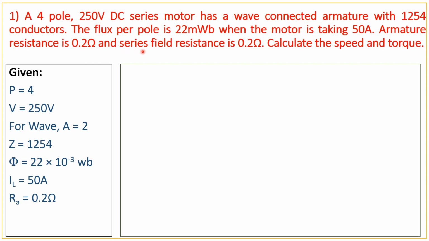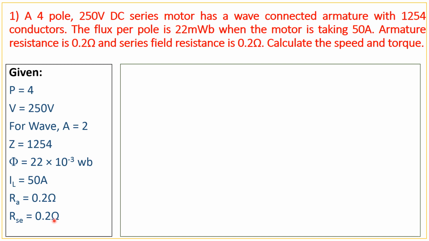And series field resistance, earlier it was shunt field resistance, but now here it is series, and it is 0.2 ohm, therefore I am representing it as RSE, series. If it was shunt, then RSH. So RSE is equal to 0.2.